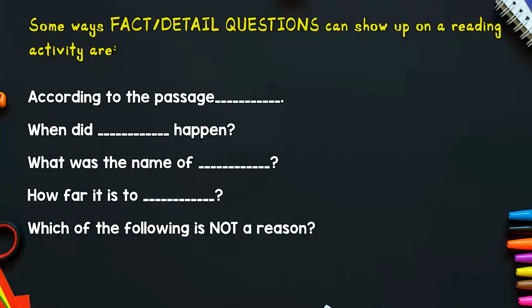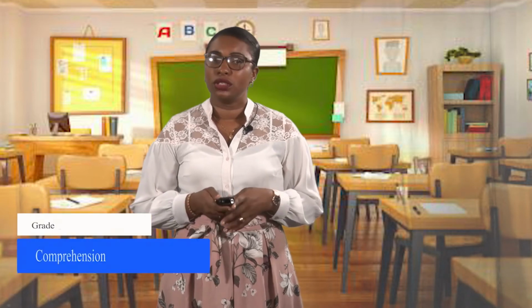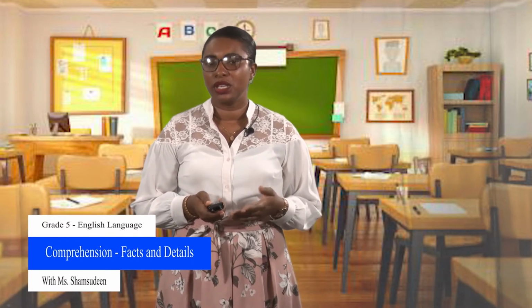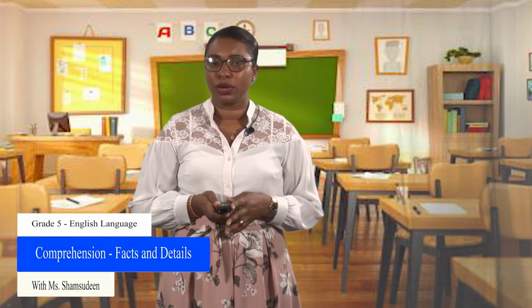Which of the following is not a reason? Who is the one who? And there you will see that you need to read a little more to find out, based on the event, who is the one who maybe did something or didn't do something. Where did he find? Maybe where did he find the pencil? So you need to read back the passage and to be able to find the details to support the answer based on questions which may be formulated in either one of these ways I just read to you.